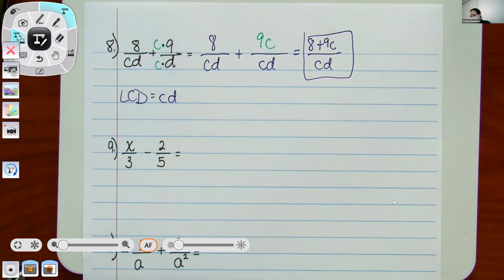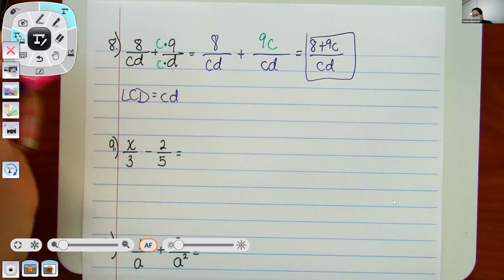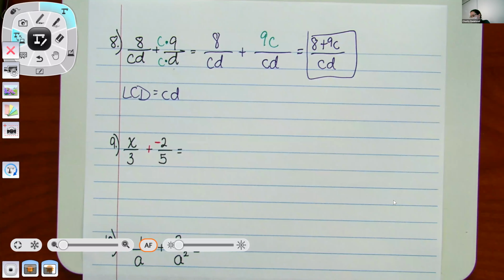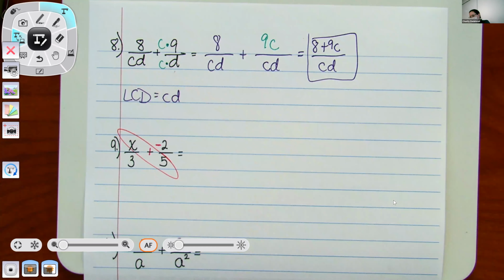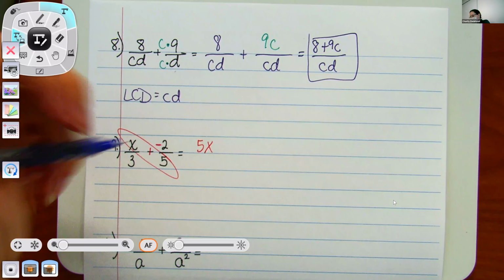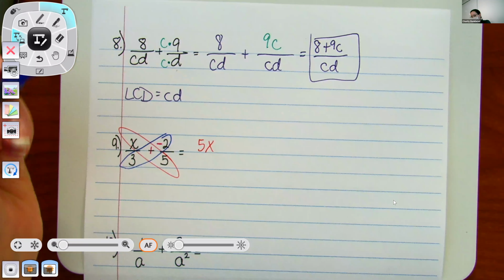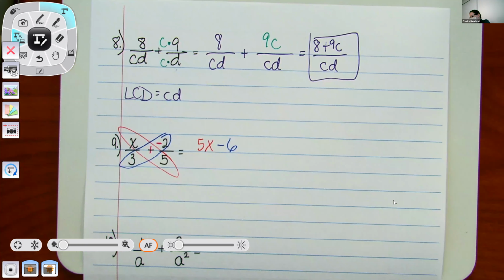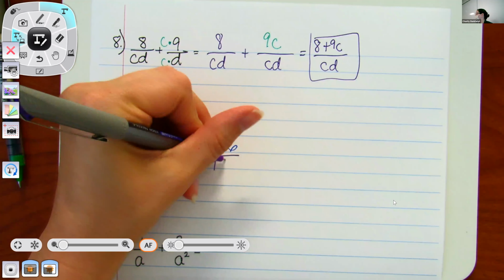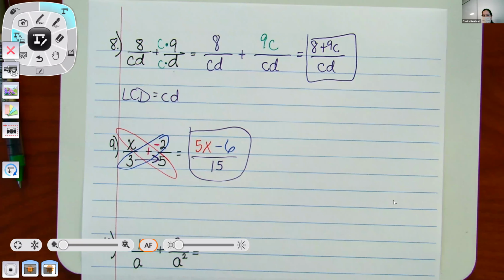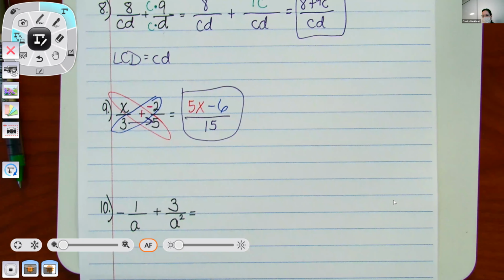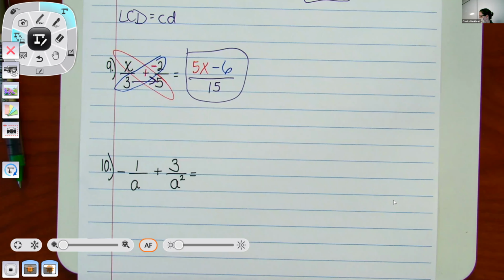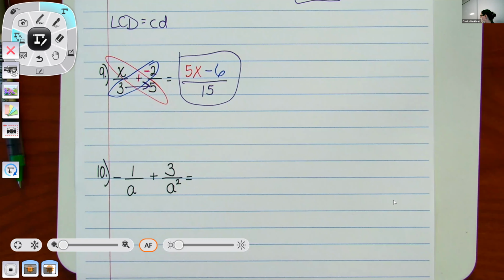Okay, number 9. In this case, we could just use the bow tie method because our denominators don't have any common factors. So x times 5, that would be 5x. And 3 times -2 would be -6. And that's all over 15. Any questions?